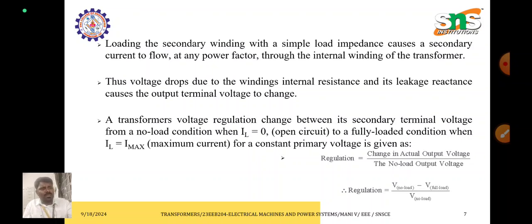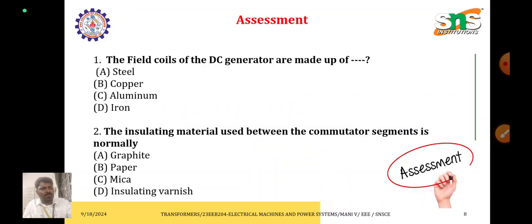We have to maintain it. If the transformer voltage is under normal condition, everything is okay.